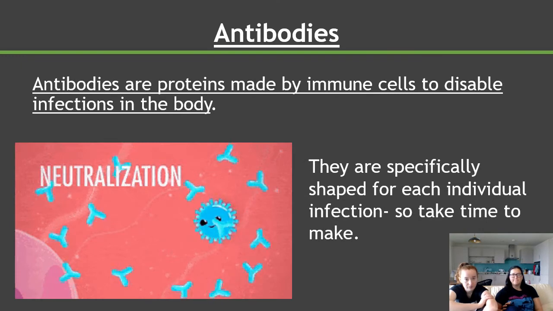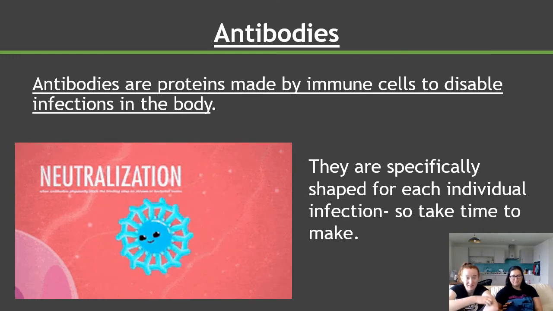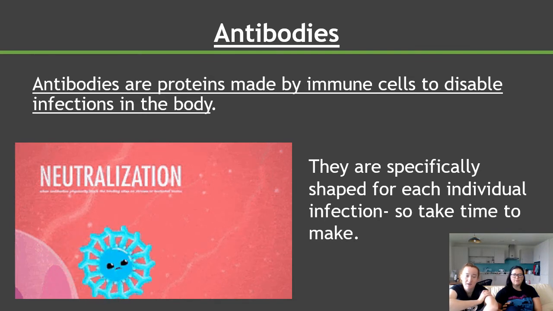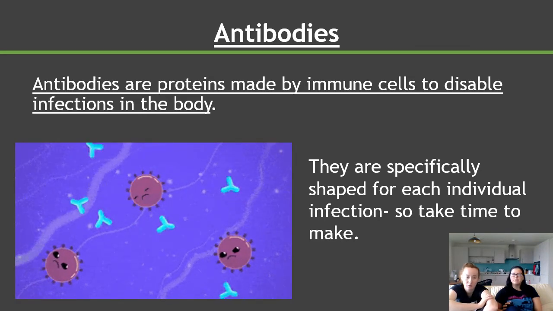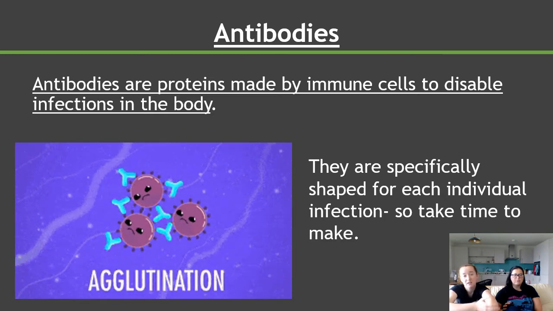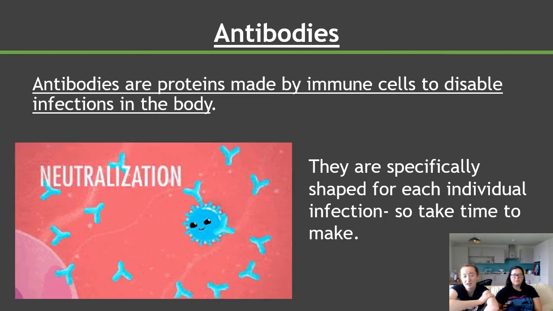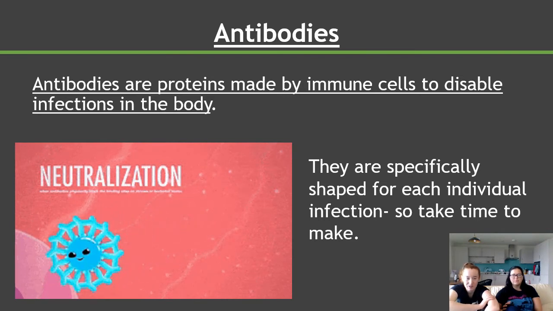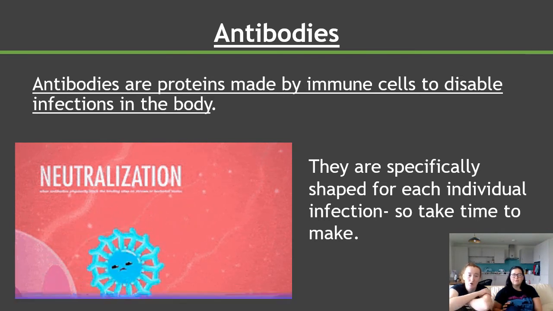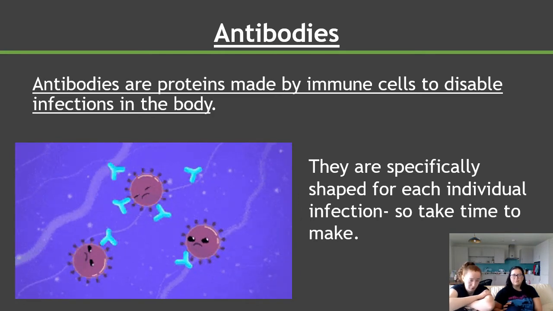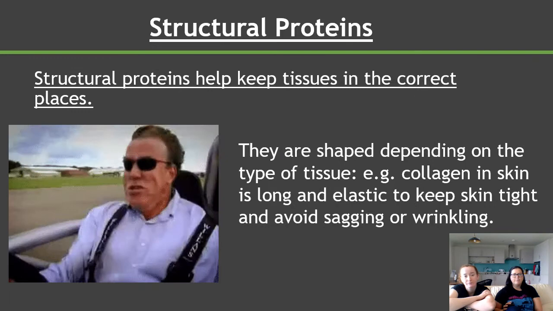Okay, third one, antibodies. Antibodies are proteins made by immune cells to disable infections in the body. So if you are ill, these are the kind of things that are going to be helping you get over that illness, essentially. And again, it is all to do with a specific shape. Each antibody has a specific shape depending on what infection you have. But again, we'll talk on this much more in the multicellular unit.